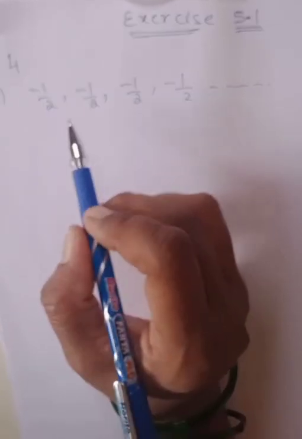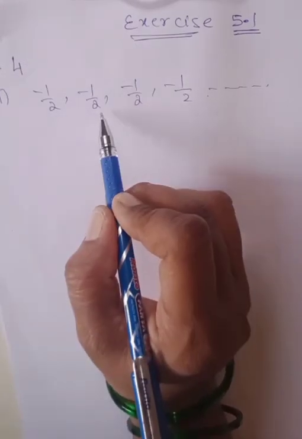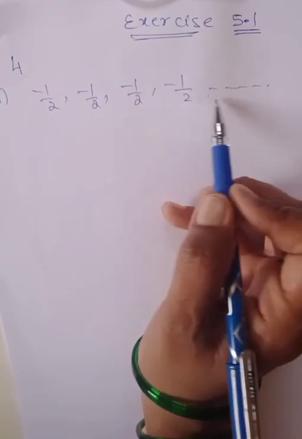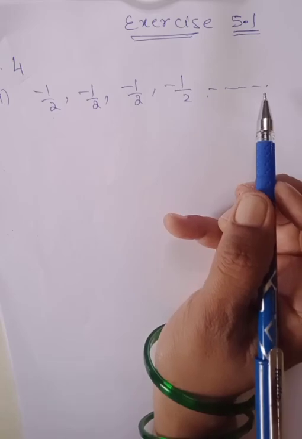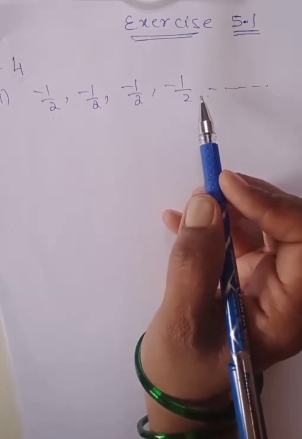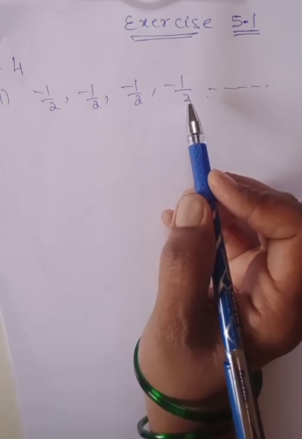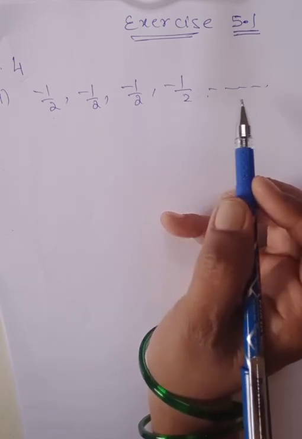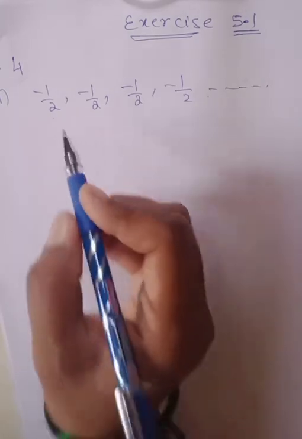See here children, you are given the terms as minus 1 by 2, minus 1 by 2 and minus 1 by 2, and by looking at this one you can say here it is an AP. But anyhow, if it is asked for 1 or 2 marks, you have to solve and show how it is an AP, and if it is an AP, write the difference and the next three terms by solving. Okay, now look at this one.